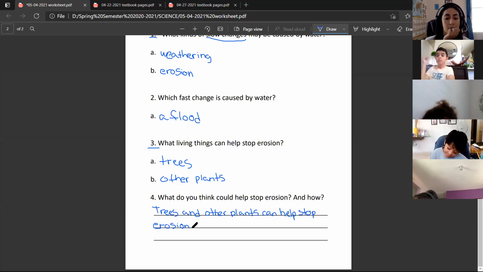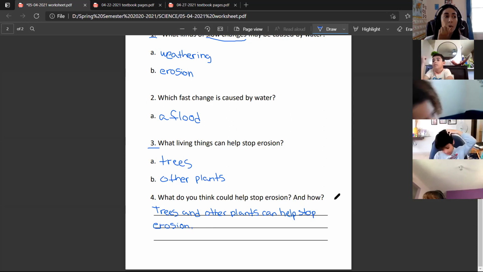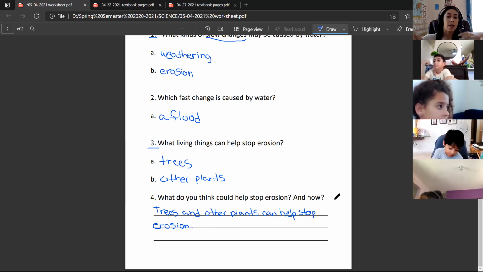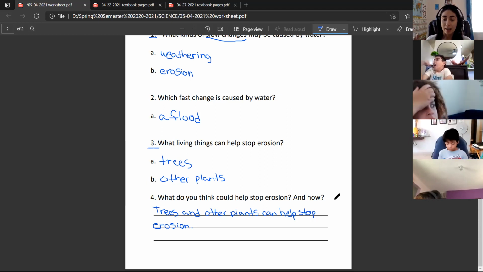Let's see. Watering the land stops erosion. Okay, so you're close. Let's say that you have a tree, right? Try to imagine the tree and the roots really long in the soil, right? The roots of the tree are going to help stop erosion.